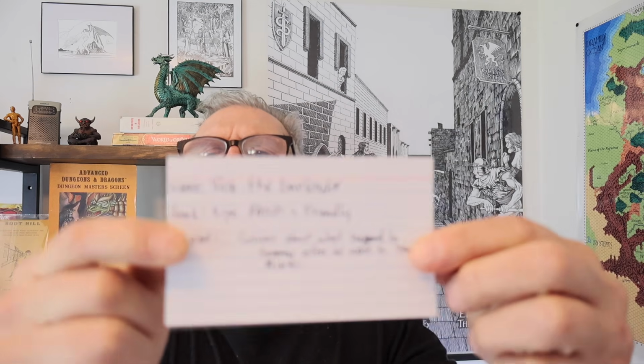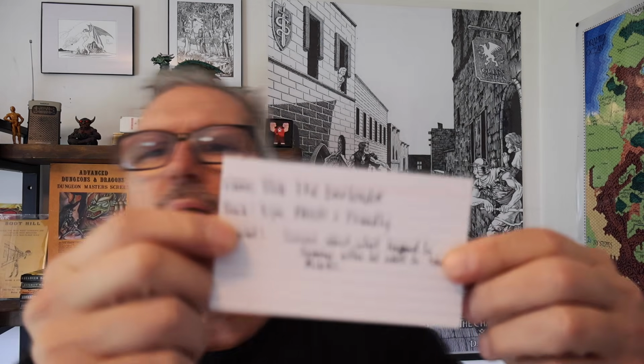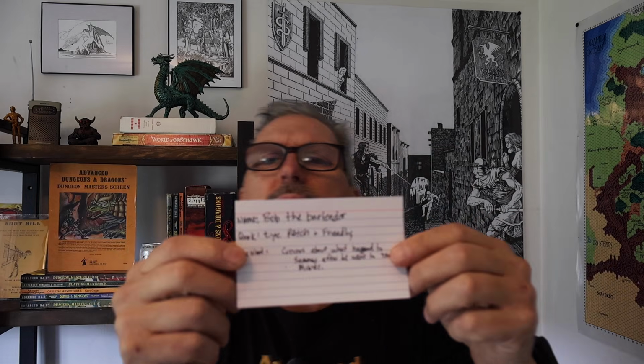He's got an eye patch and he's a friendly guy. You guys can see that. Let's see if it's focusing in there. Probably not. There we go. Maybe you could see that better. So my want for him is he's curious about what happened to Sammy after he went to the mines. If you know, you know. But anyway, so easy peasy. Three things: name, quirk, and want. Done. That gives you enough to go with.